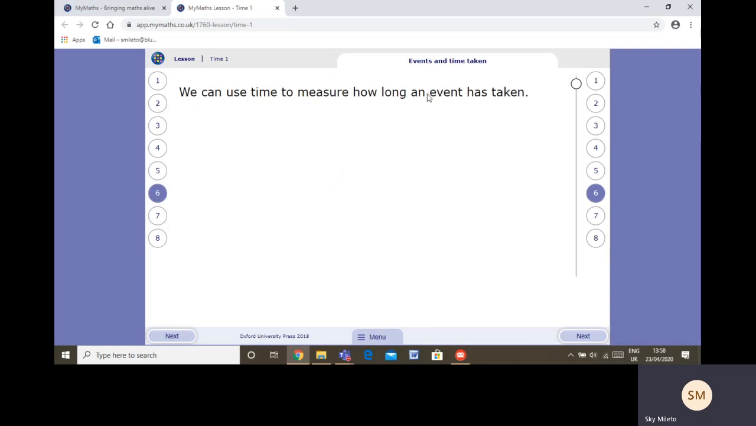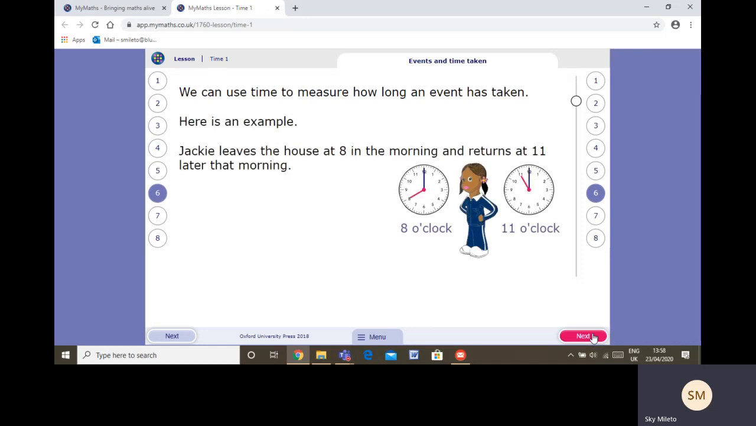So we can use time to measure how long an event has taken, for example using a stopwatch. Or if we know that Jackie here left the house at 8 in the morning and returns at 11, she has been outside doing something. Maybe she's got some sports kit, or maybe she's doing some exercise. She's been outside for 3 hours: 8 to 9, 9 to 10, 10 to 11. You can count forward or you could subtract.